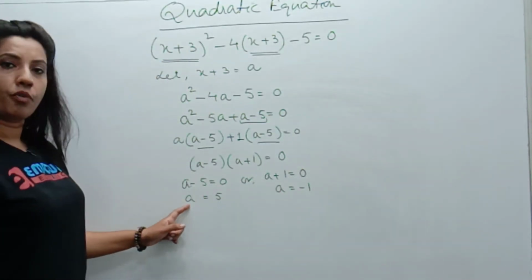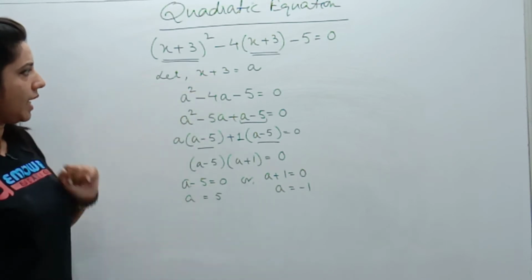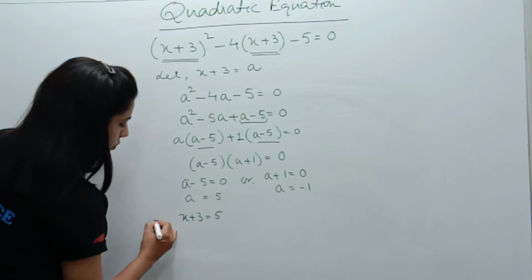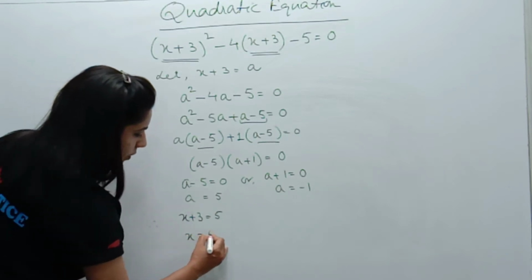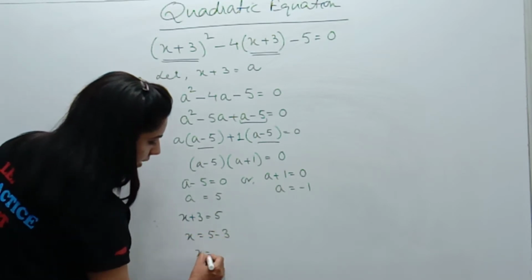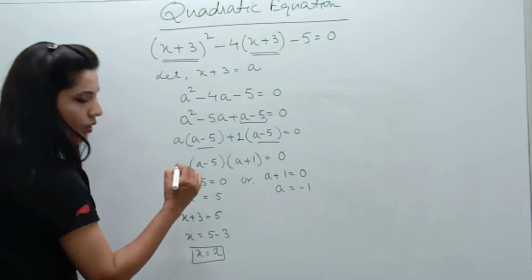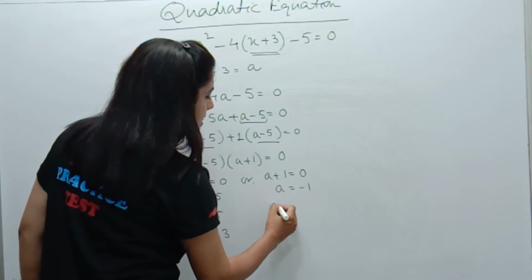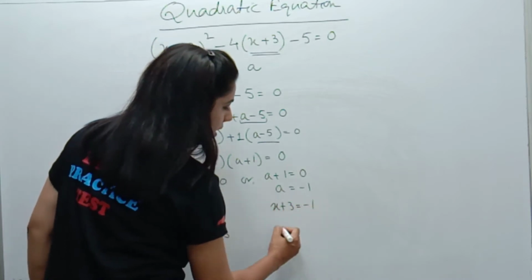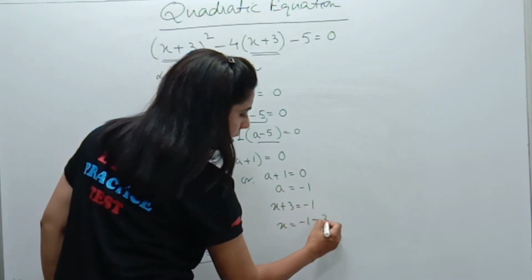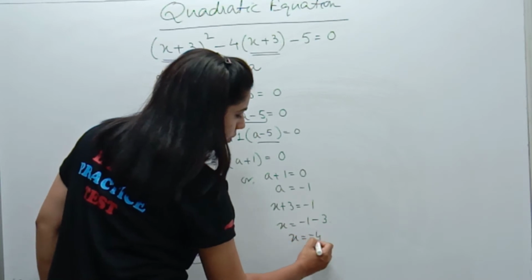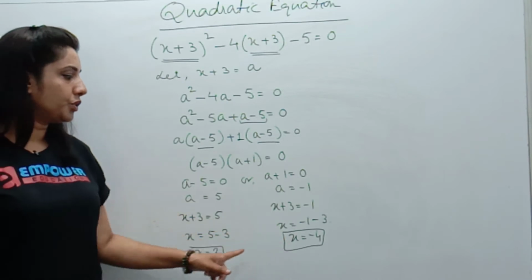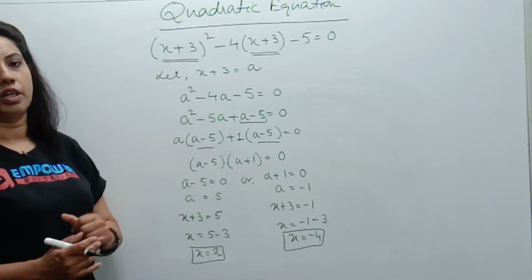Now just substitute for a. What did you consider for a? X plus 3. Substitute, therefore x plus 3 is equal to 5. Or x is equal to 5 minus 3, that is 2. This is one of the values of x. Substitute for a here also. X plus 3 is equal to minus 1. X is equal to minus 1 minus 3. X is equal to minus 4. So these are the two values of x from this quadratic equation.